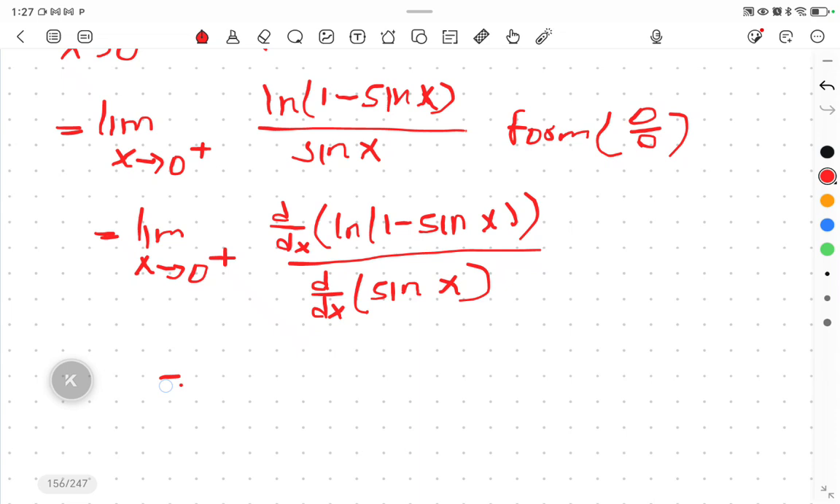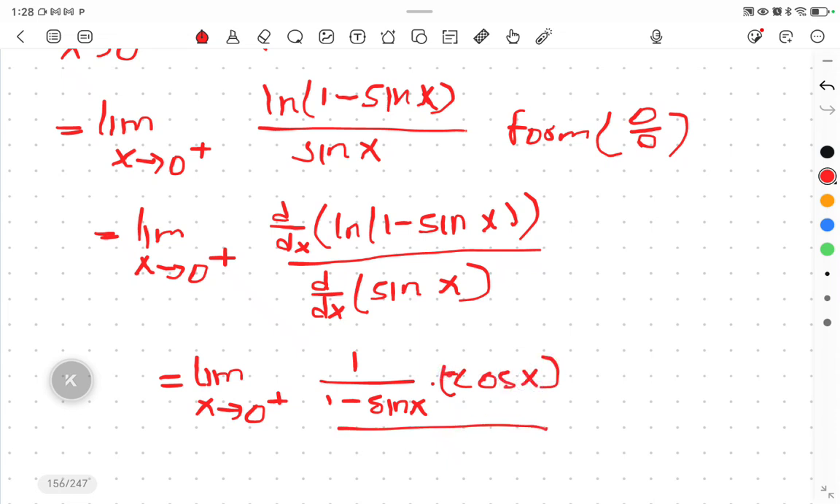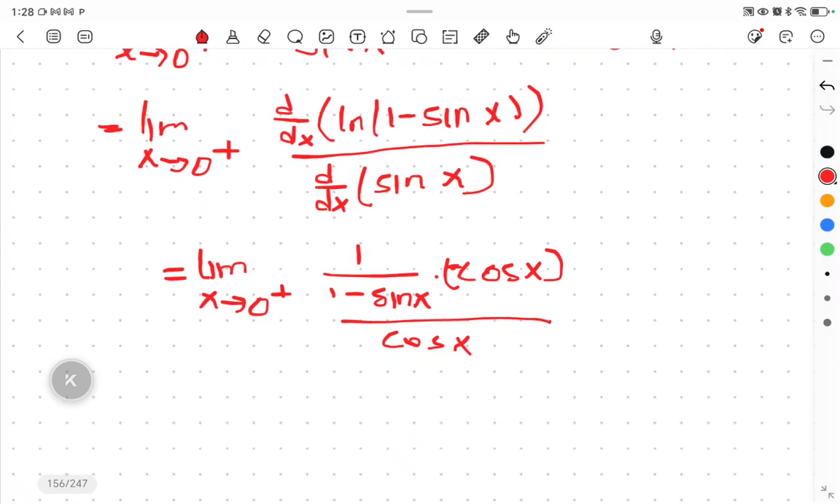See, right? This is the limit as x approaches 0 from the positive. If we derive this ln, we get 1 over 1 minus sine x times the derivative of the inside, which is minus cos x, because the sign is negative. You see, right? All over the derivative of sine, which is cos x. So we have this. The cos will cancel out the cos.